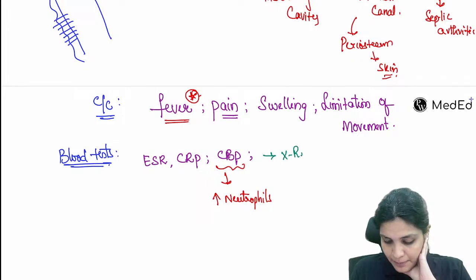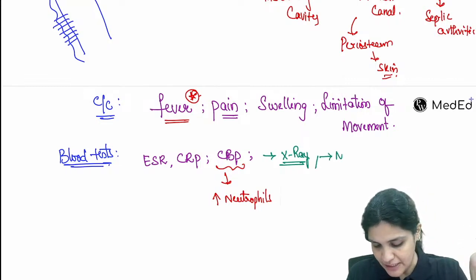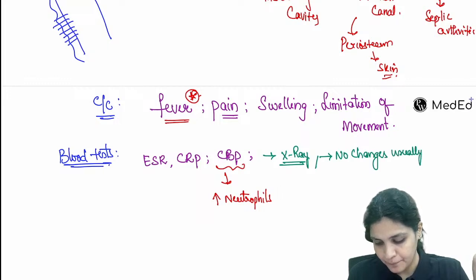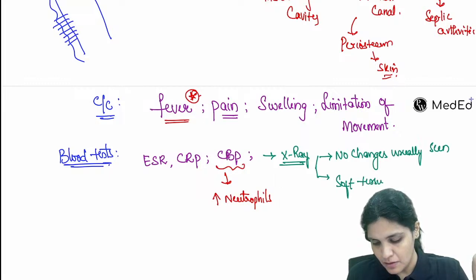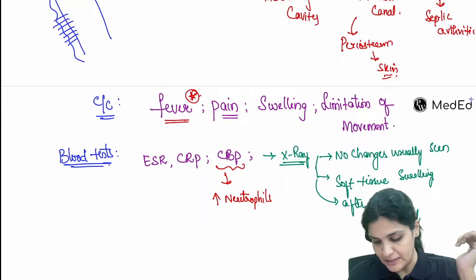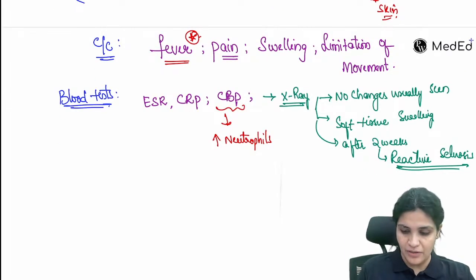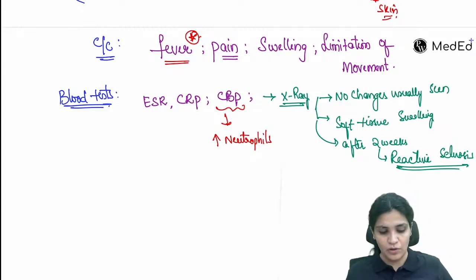Ortho is incomplete without an X-ray, so we will ask for an X-ray, but usually no changes are seen. Sometimes you can see soft tissue swelling, and after a few weeks you can see reactive sclerosis. So I am telling you that the X-ray is of little use. Then where will you go? What is the next mode of investigation?